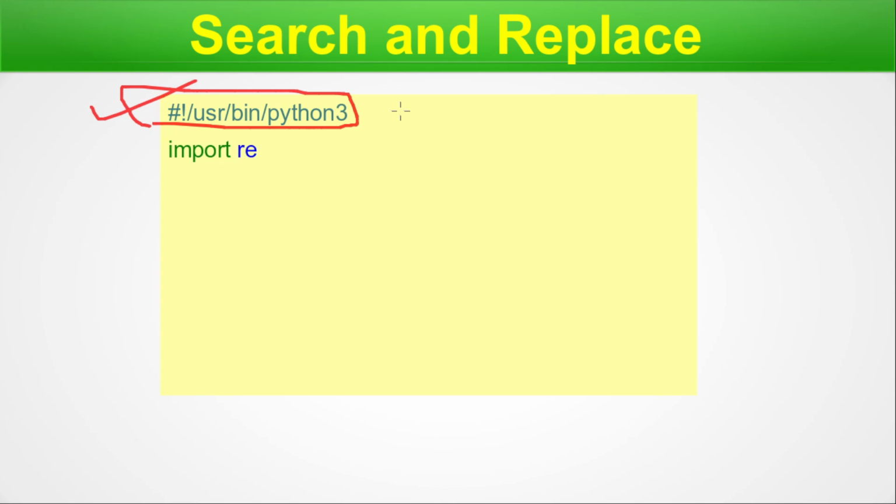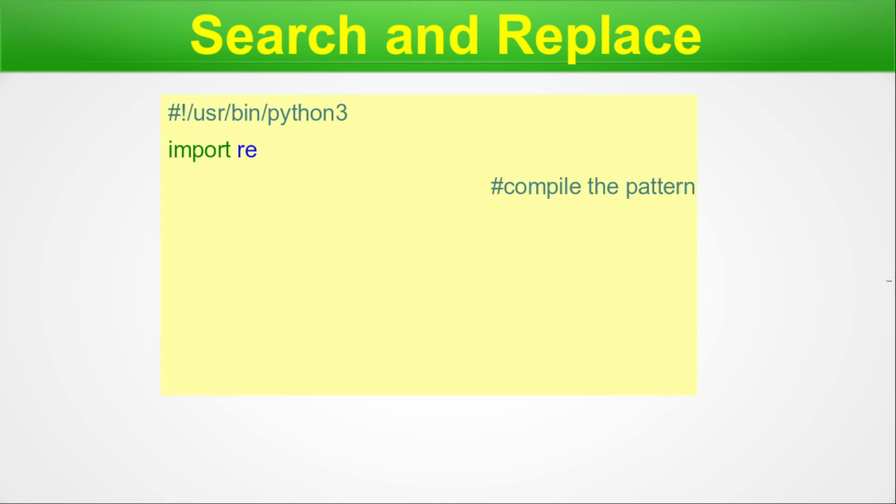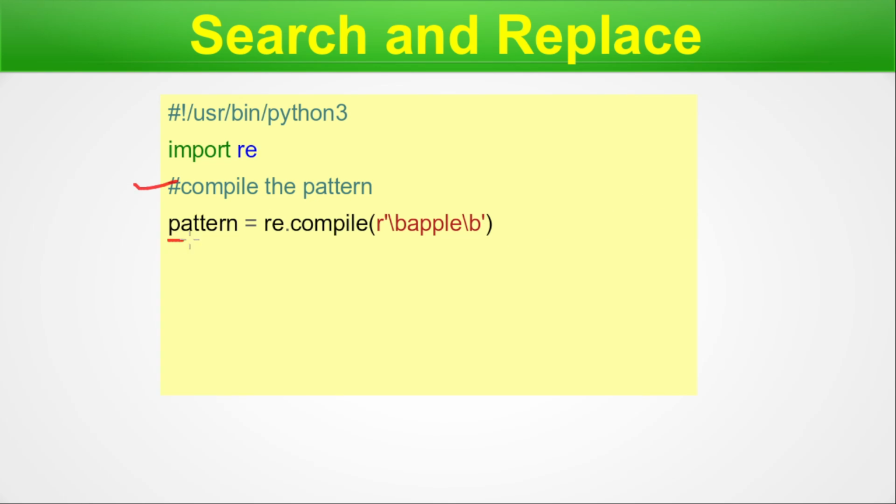That means this line can be omitted easily when you are writing the code in Windows. Next, we have the compilation coming up. We write pattern, then re.compile, and here we write our regular expression \b, then apple, and then \b. What is \b? In case you do not remember, go back to the last episode. There I have explained in detail.